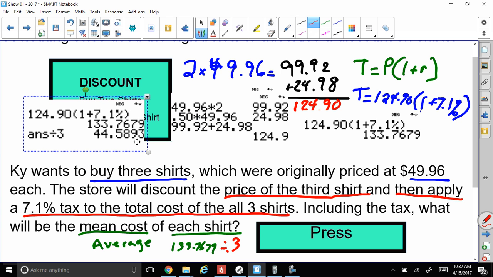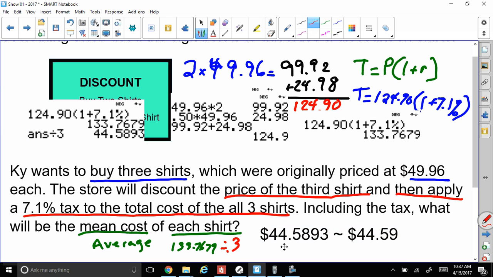$44.58, and it's a 9.3, so they probably bumped that up by 1 cent. So I would say $44.59. And we press that, $44.5893, which is about $44.59. So that would be the average cost of one shirt. So you're getting a pretty good bargain there. If you take a look at what one shirt costs, $49.96, and the average cost of that shirt with the discount helping you out, you'd be paying $44.59, almost $45, as opposed to $50. So you're saving about $5 per shirt.